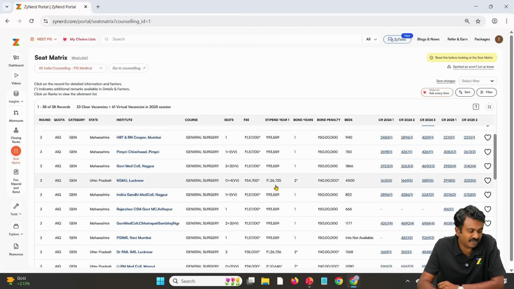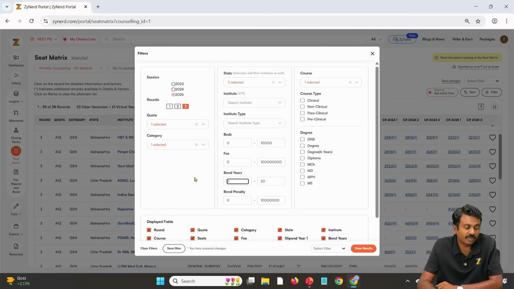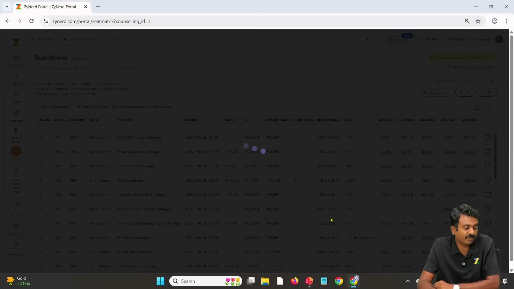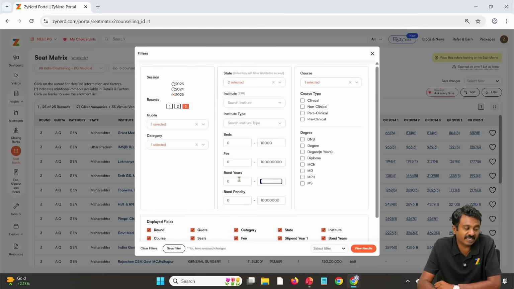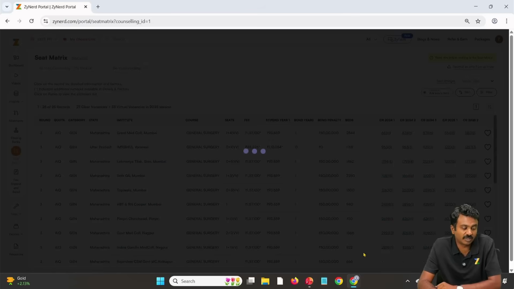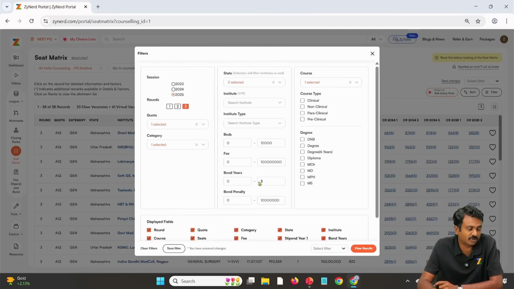You will also see the fees, stipend, bond, and you can filter further. Like I want to have only those with a less than 1 year bond. Automatically you will not have Uttar Pradesh over here which has a higher bond. You will see only Maharashtra, you will not see any state which has a higher bond. You will only see states which has a 2-year bond. Let us say I filter it on 0 to 2 years. You will see ESI institutes, you will not see the rest of the institutes. Some states have a 2-year bond, you can filter it out like that.